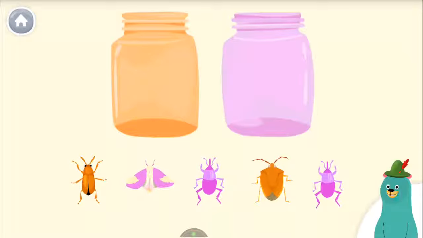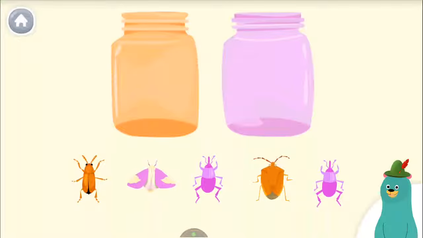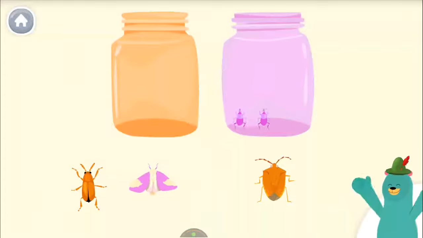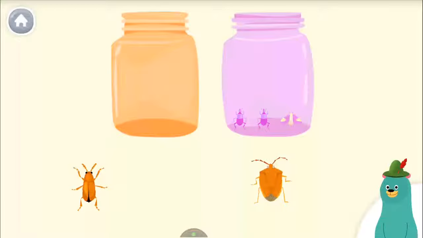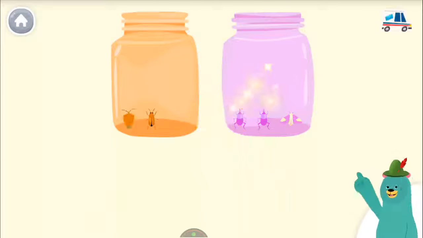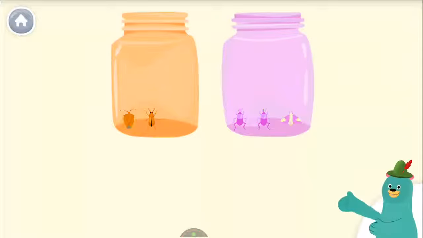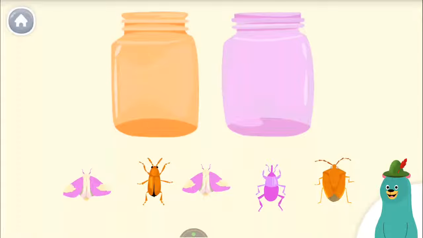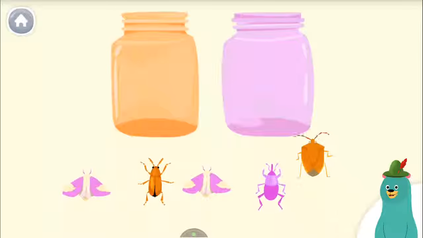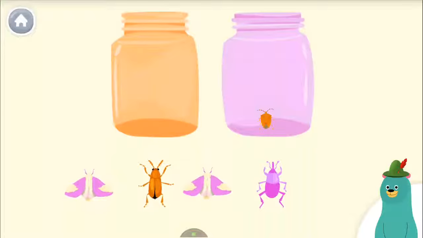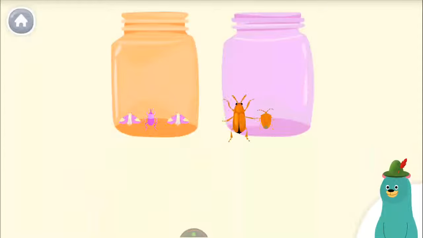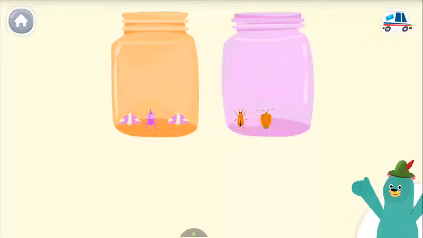Put the orange bugs into the orange jar. Put the purple bugs into the purple jar. Great! Now, let's do a tricky one. Listen carefully. Put the orange bugs into the purple jar. Put the purple bugs into the orange jar. Super!